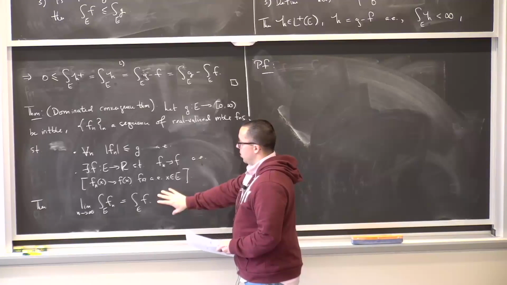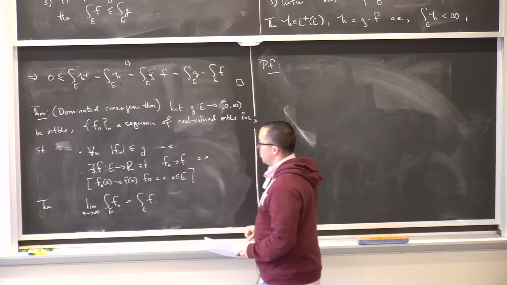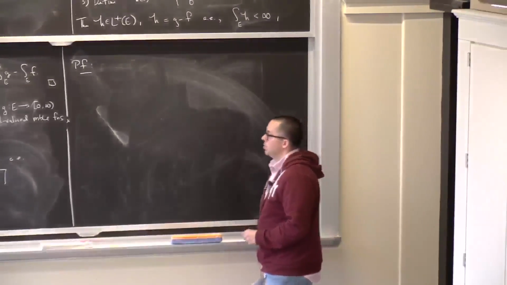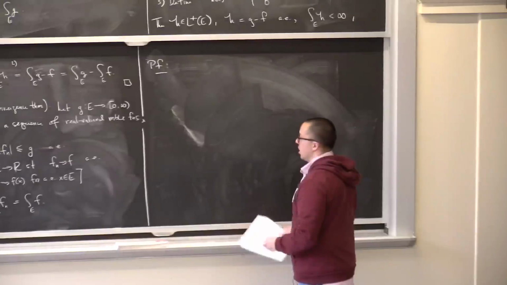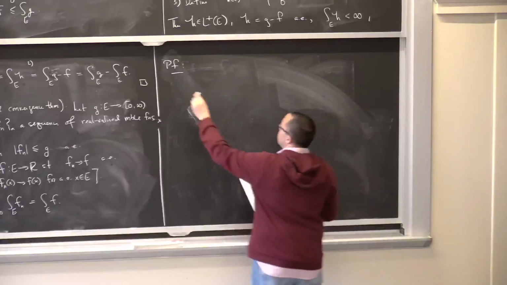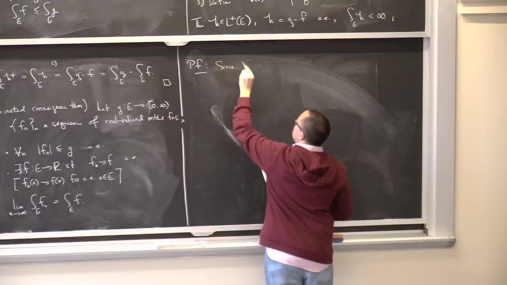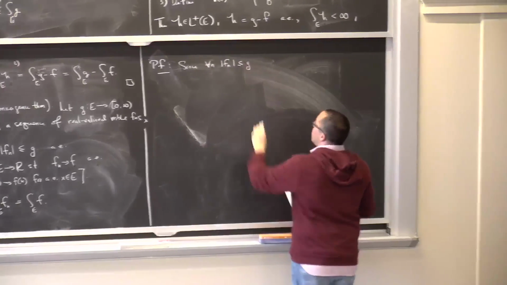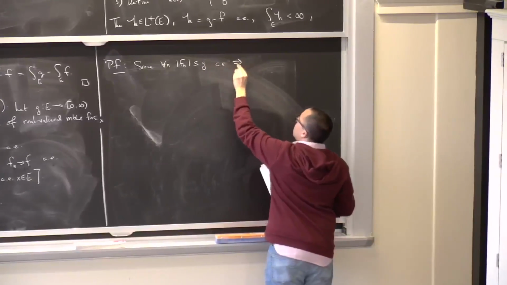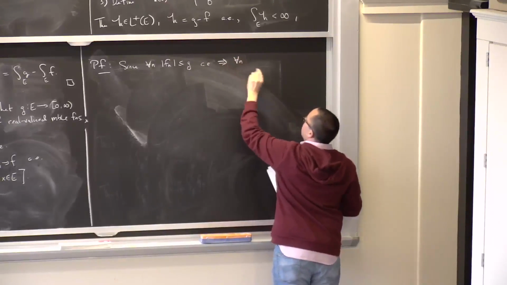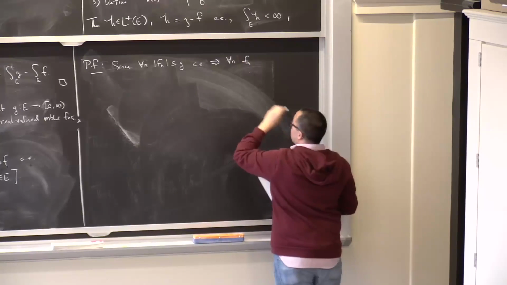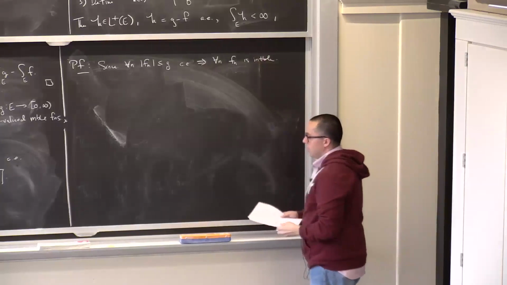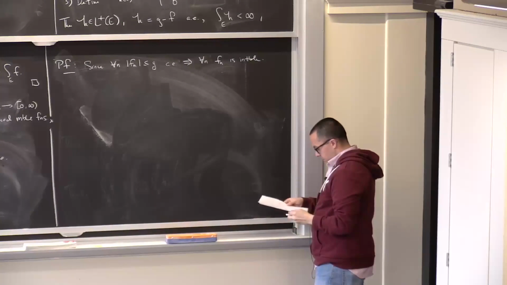the conclusions are about integrals, and I'm making almost everywhere statements in the assumptions, which I said you could always do. Let me briefly reduce ourselves to the case that these two things hold everywhere. Since for all n, Fn is less than or equal to G almost everywhere, this implies that for all n, Fn is integrable. Okay?